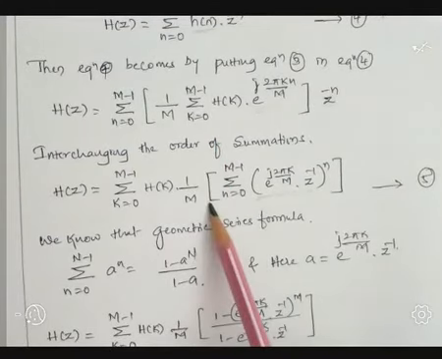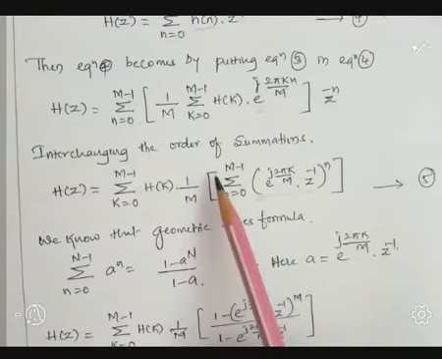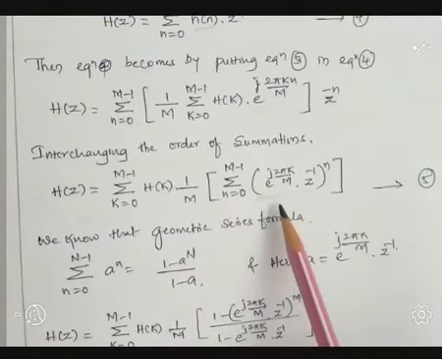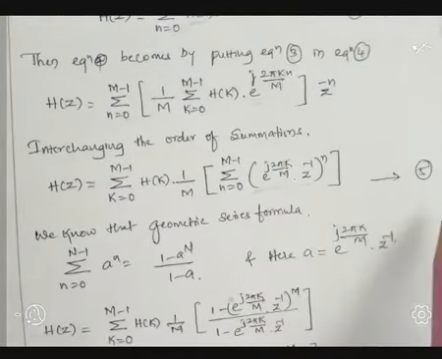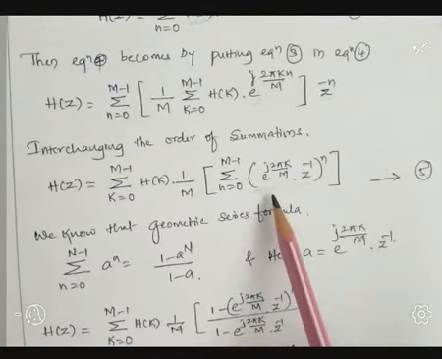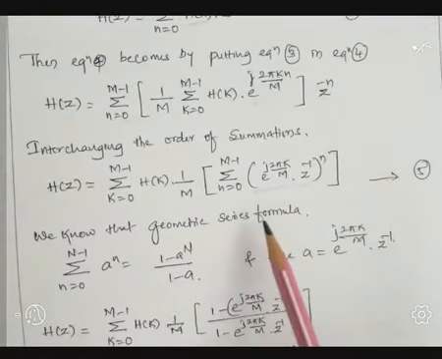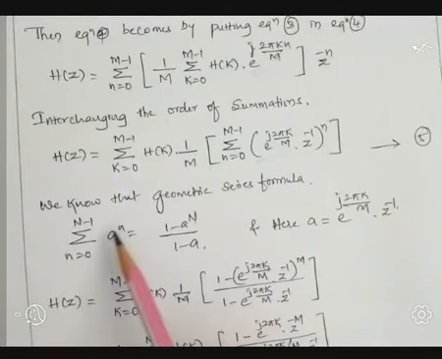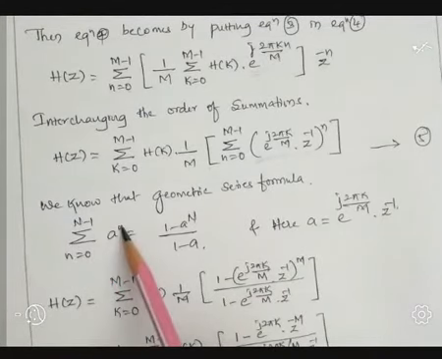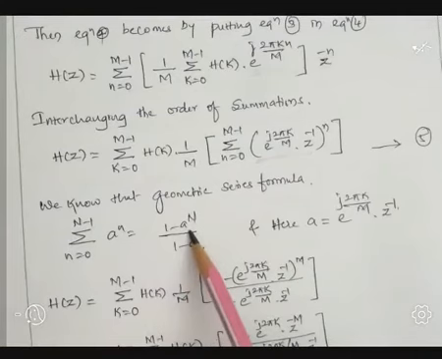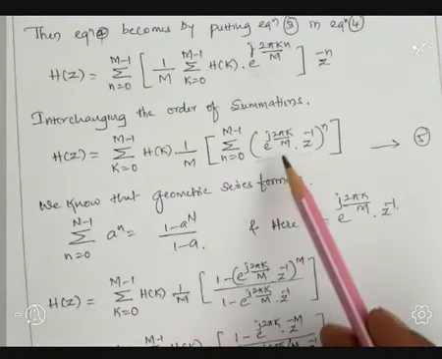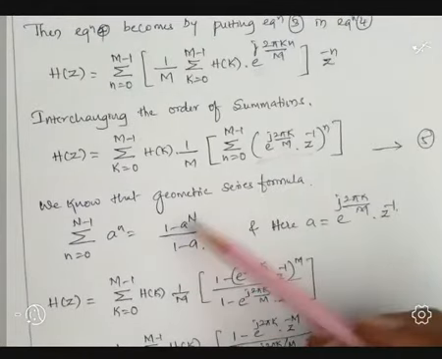Let us observe the terms present inside the square bracket. By seeing this equation, we can say that it is similar to a geometric series formula. What is that? Summation n equal to 0 to N minus 1 of a to the power n, which we write as 1 minus a to the power N divided by 1 minus a. Let us compare these two equations, the term present inside the square bracket and this equation.